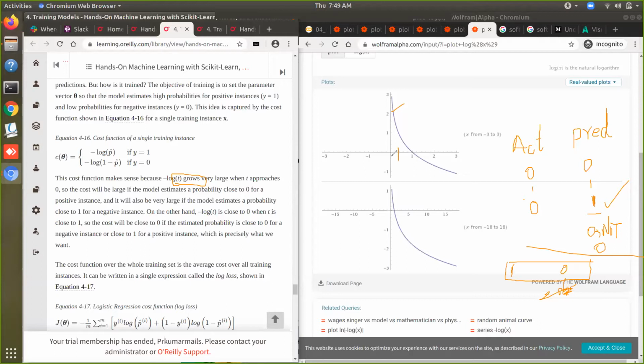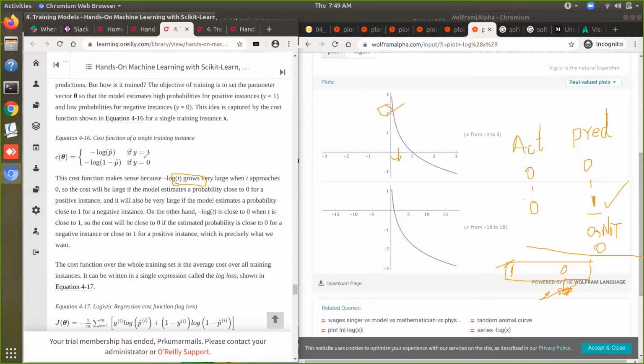If this situation occurs, then I have to increase the cost function. So the cost value will be increased here. Accordingly, we are penalizing the model when wrong predictions happen.